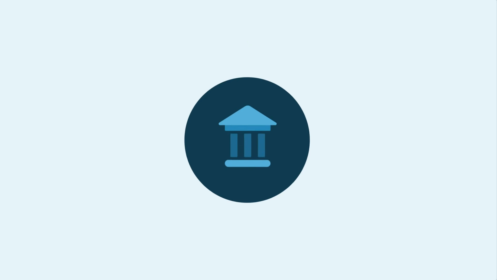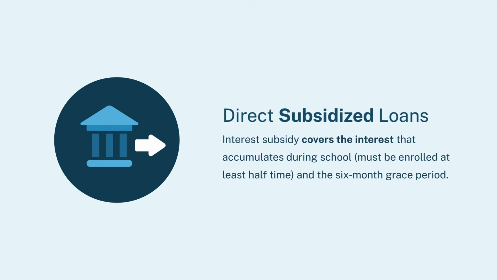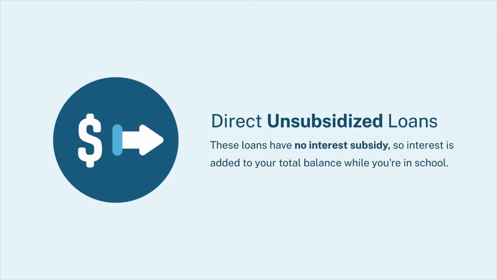Direct subsidized loans are loans with an interest subsidy, which means that interest is covered by the government while you're in school and during your 6-month grace period. Once you get to the repayment stage, the total balance is the amount you originally borrowed. Direct unsubsidized loans don't have this interest subsidy, so interest starts accruing immediately and continues accumulating for the life of the loan.